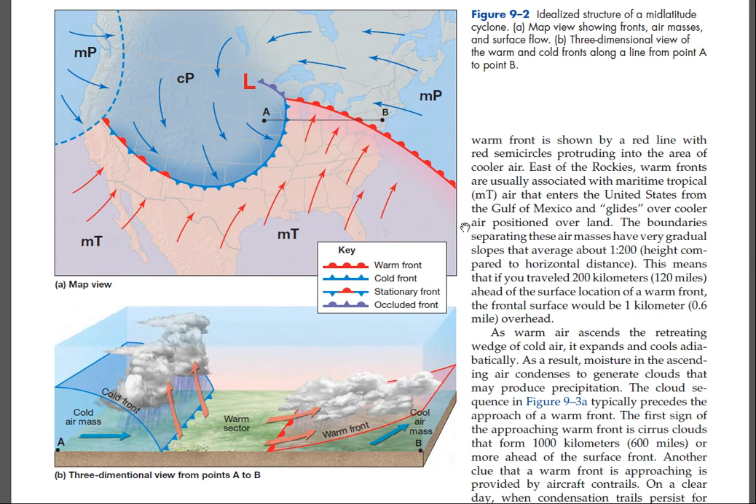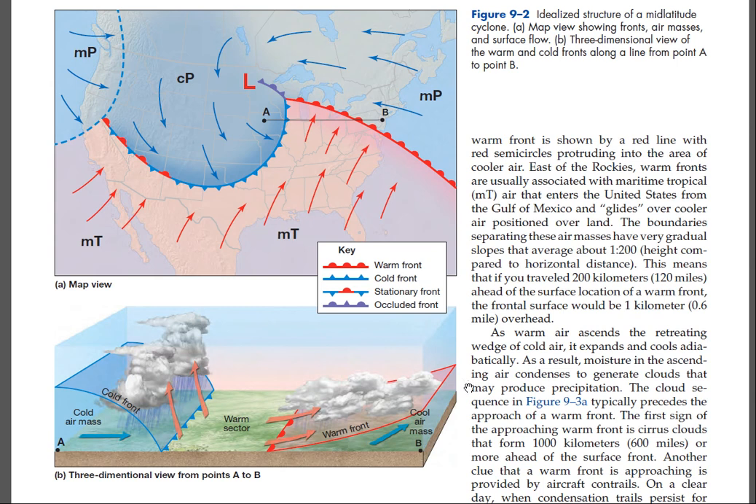This means that if you traveled 200 kilometers ahead of the surface location of a warm front, the frontal surface would be 1 kilometer overhead. As warm air ascends the retreating wedge of cold air, it expands and cools adiabatically. As a result, moisture in the ascending air condenses to generate clouds that may produce precipitation.